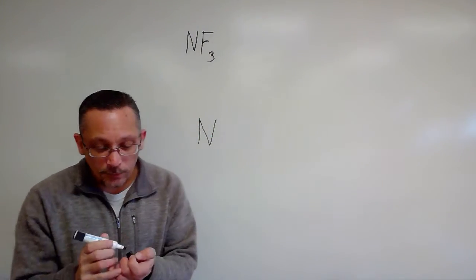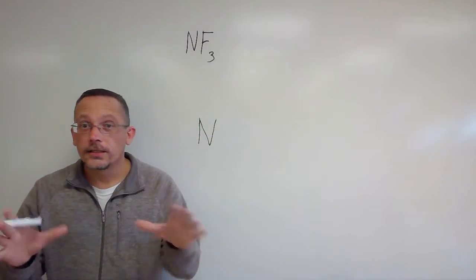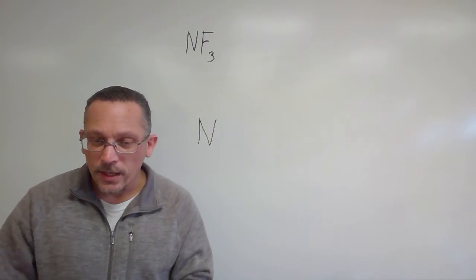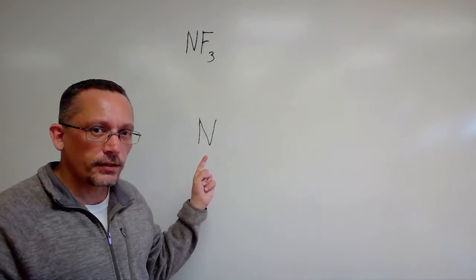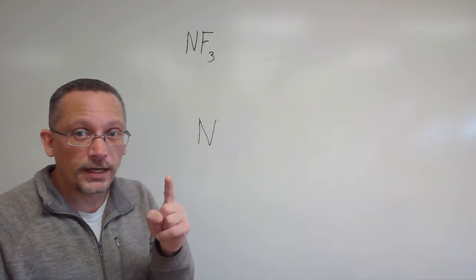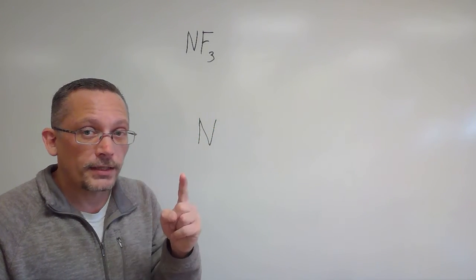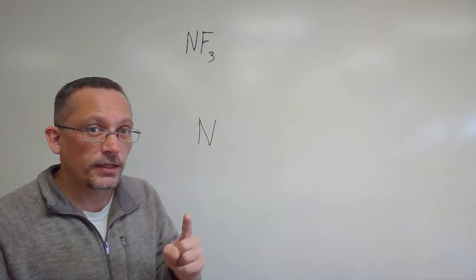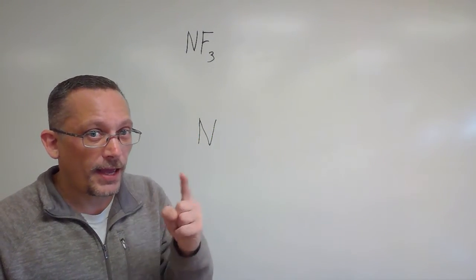Okay. Now, I'm going to put dots around that N to indicate how many valence electrons it has. But I need to know, how many valence electrons does nitrogen have? We're going to need to look at the periodic table to figure that out. So let's go take a look at the periodic table and figure out how many valence electrons a nitrogen atom has.